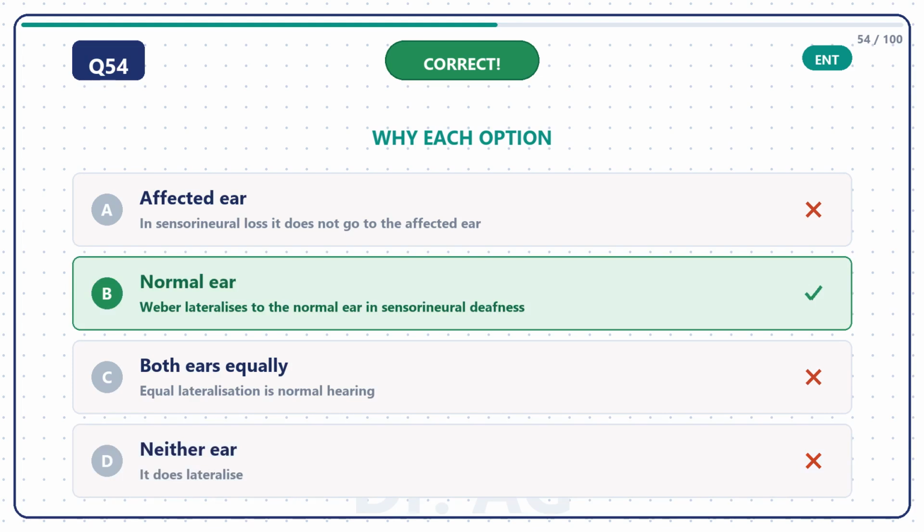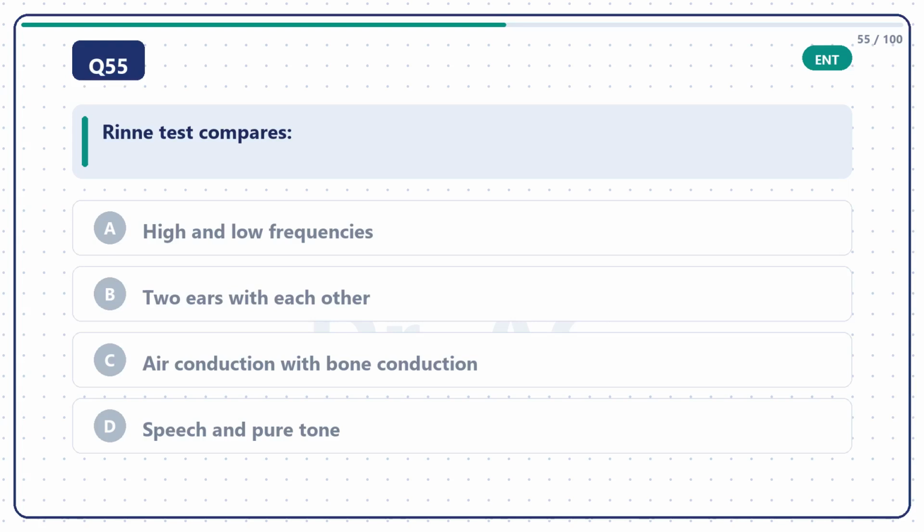Normal ear. Question 55. Rinne test compares option A, high and low frequencies. Option B, two ears with each other. Option C, air conduction with bone conduction. Option D, speech and pure tone.